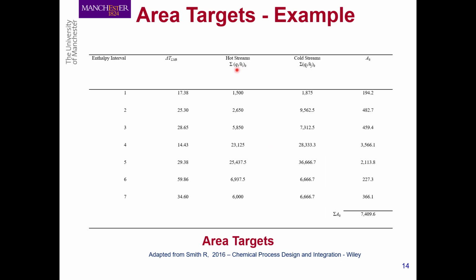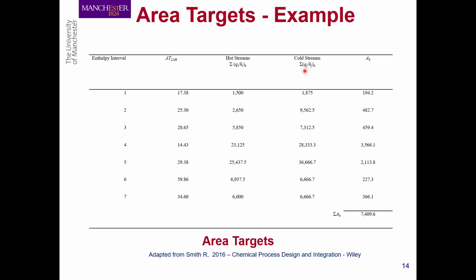So to calculate Q, you use the same equation, Q is equal to Cp delta T. So you know the value of Q for each of these streams in a particular interval, and you also know the value of H for each of these hot and cold streams because they are given in the table. So first you calculate the sum of all the hot streams in interval 1, for example. Similarly, you look at all the cold streams.